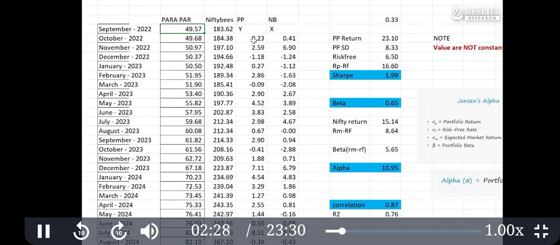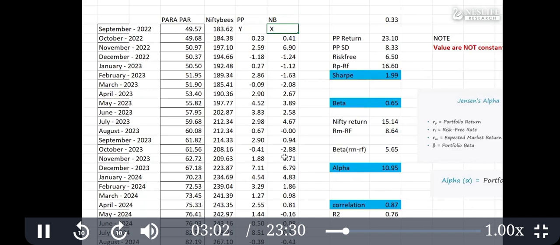First step in calculation is to calculate monthly return. That is next month minus first month, divided by first month, multiplied by 100, and so on. So we calculated the monthly return here. It is nothing but the month to month price change. This is the Parag Parikh monthly return, which I labeled as Y. Then Nifty Bees we label as X, and these are the Nifty returns.